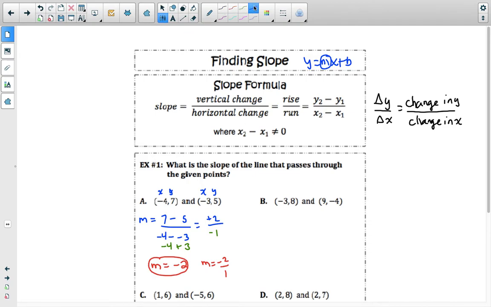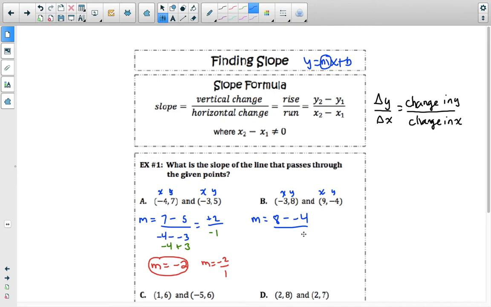For question B, we're going to do the same thing. We're going to have our slope equals our x and our y. So we're going to take our first y value. It does not matter which, as long as you're consistent. So I'll take the 8, since that is my first y value that I see. 8 minus, and then I'll take my next y value, which is a negative 4. Again, we have to be careful to say that it's minus, and then we do the entire y value.